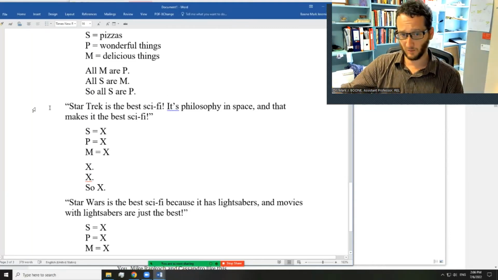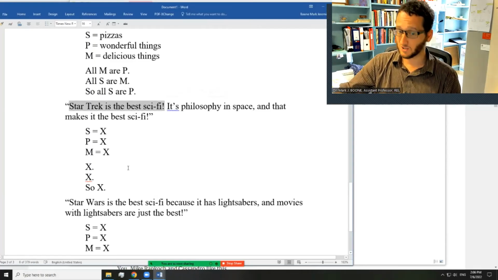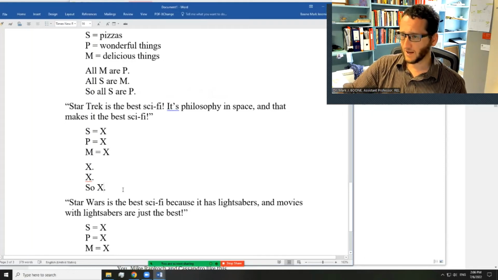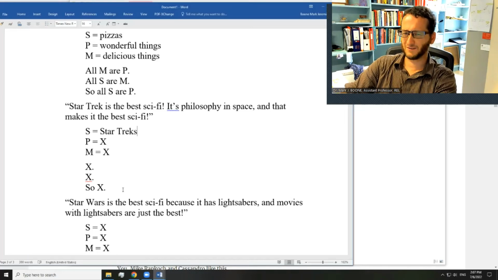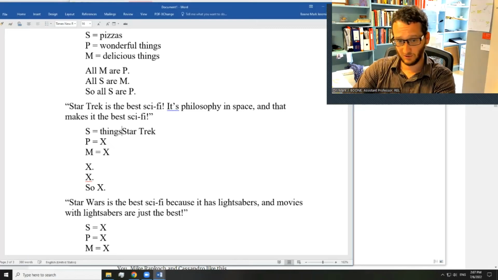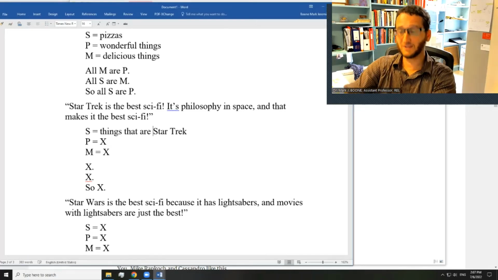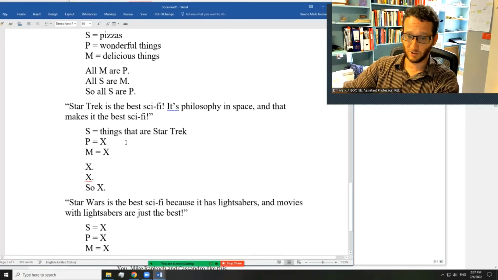What's the conclusion here? Well, it's the one that's supported by the other two statements. Star Trek is the best sci-fi. Unfortunately, Star Trek is not plural. So I could say for the minor term, S symbolizes Star Treks. But I don't even know what Star Treks are in the plural. I think I have to use my old reliable strategy of just using the phrasing things that are. Things that are Star Trek, that's my minor term.